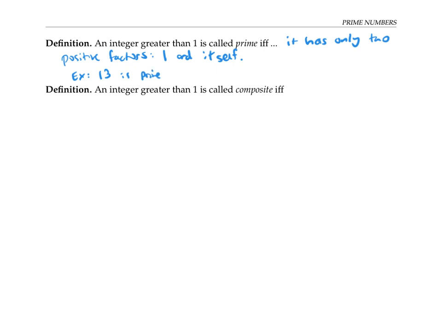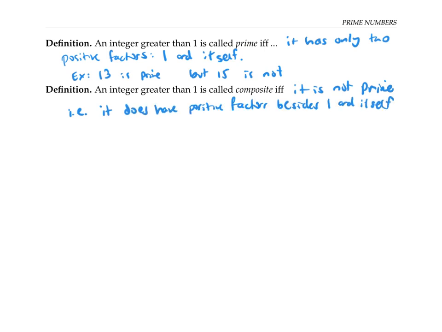Its only factors are 1 and 13, but 15 is not, since it has factors of 3 and 5 in addition to 1 and 15. An integer greater than 1 is called composite if it is not prime. In other words, it does have positive factors besides 1 and itself. So 15 is a composite number. Note that 1 itself is neither prime nor composite.